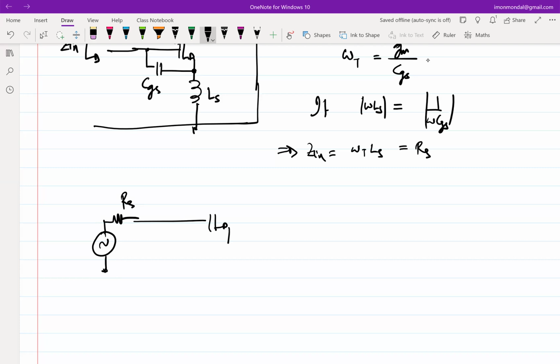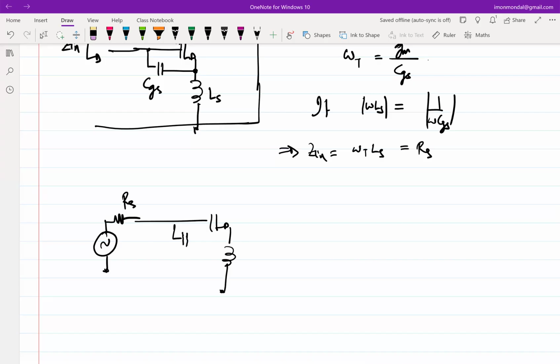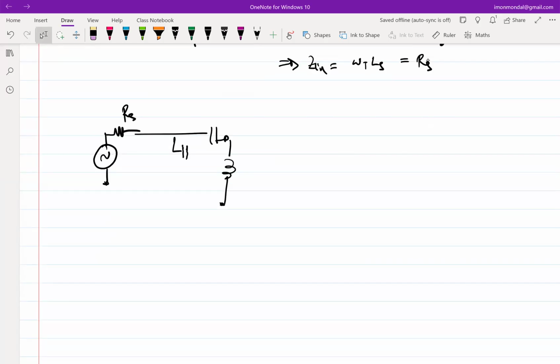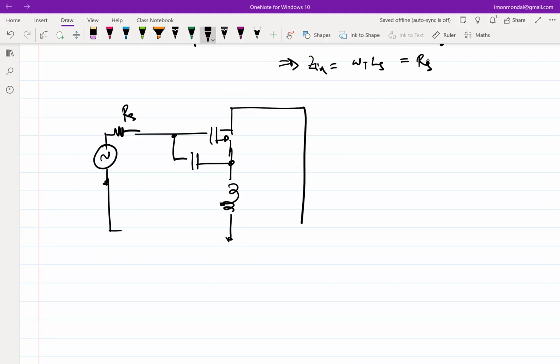This is what we have at the moment. And I'm interested in the short circuit current because ultimately if I have a resistor, current is going to get multiplied with the value of the resistance. So that doesn't really matter at this moment.